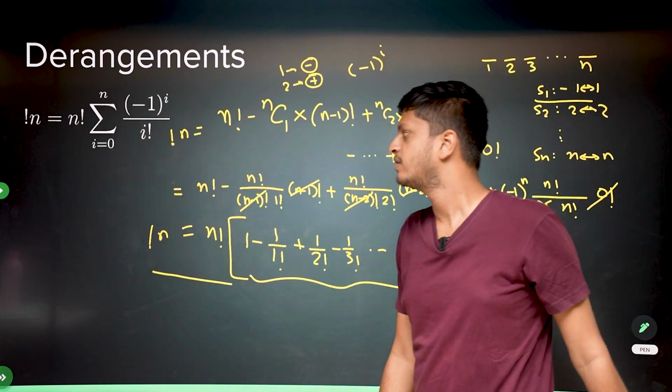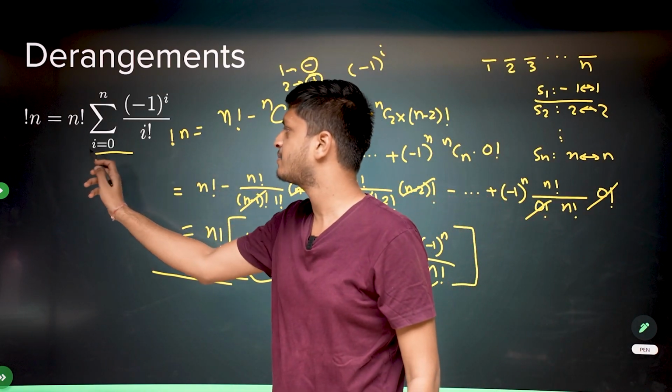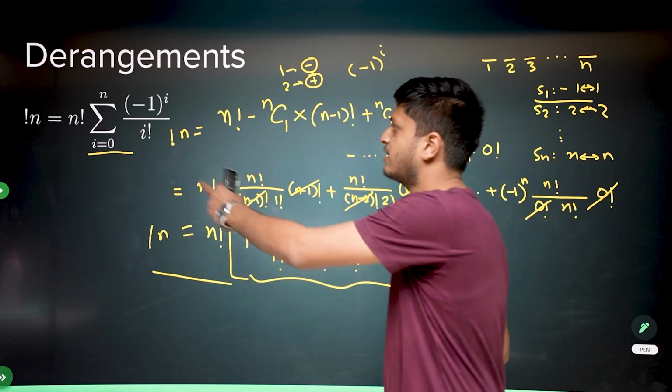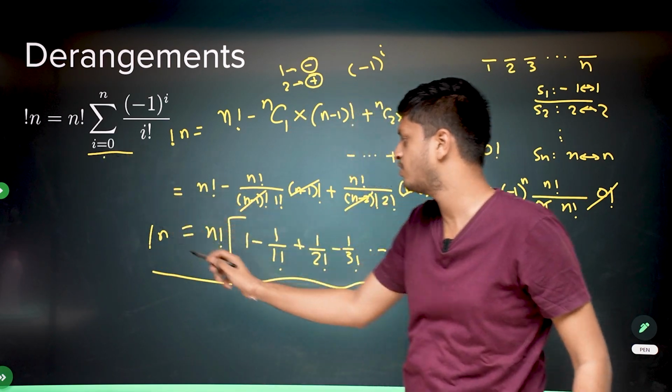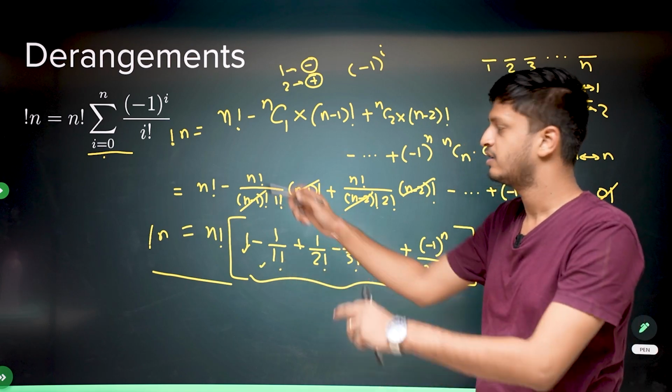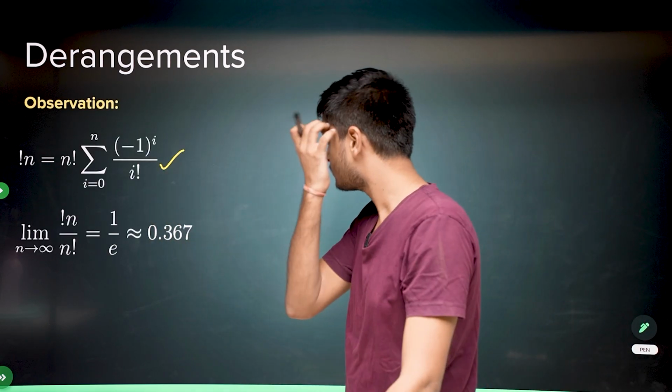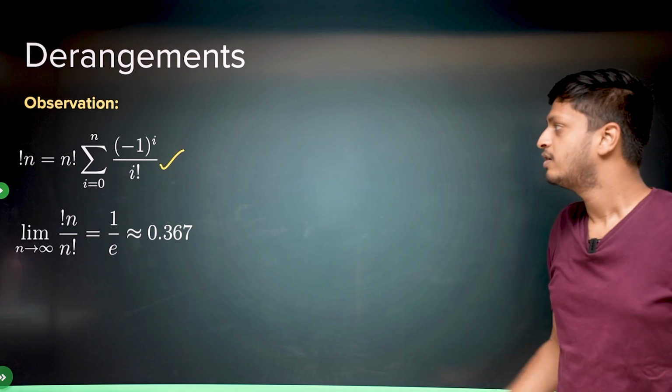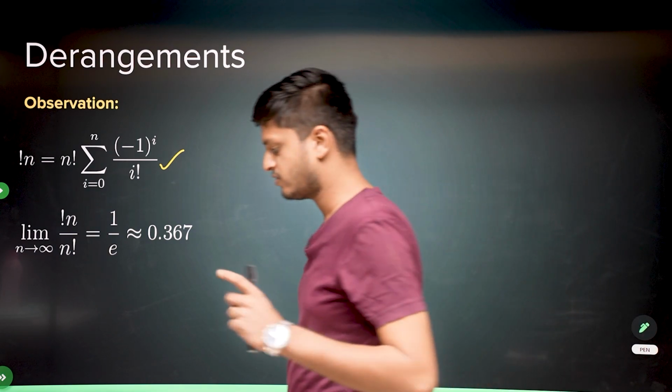This is the formula, the same formula, just written in summation notation. So you can put i equal to 0, you will get this; i equal to 1, 2, 3. Okay, so this is the formula. Now, there is a quick observation. So what is the observation?